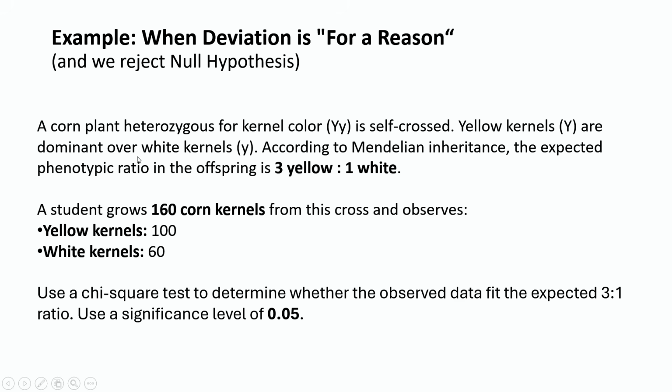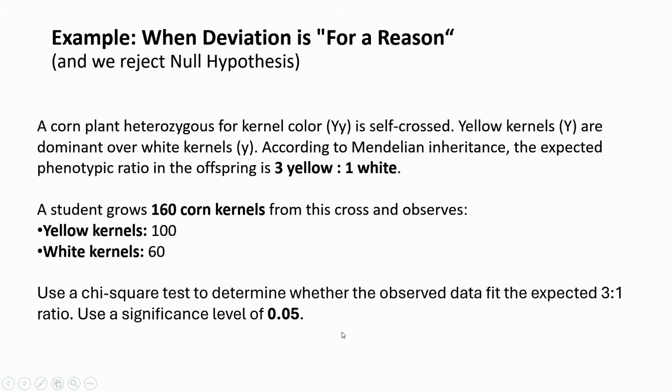And so we will take this example where a corn plant heterozygous for kernel color, a capital Y with yellow Y, is self-crossed, and yellow kernels are dominant over white kernels. According to Mendel's inheritance, the expected phenotypic ratio in these offspring is going to be 3 yellow to 1 white. A student grew 160 corn kernels and observed yellow kernels, which are 100 in number, and white kernels, which are 60 in number.